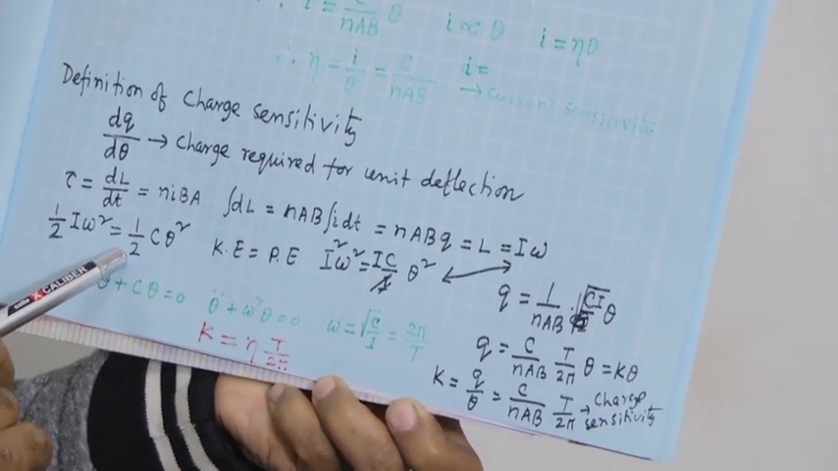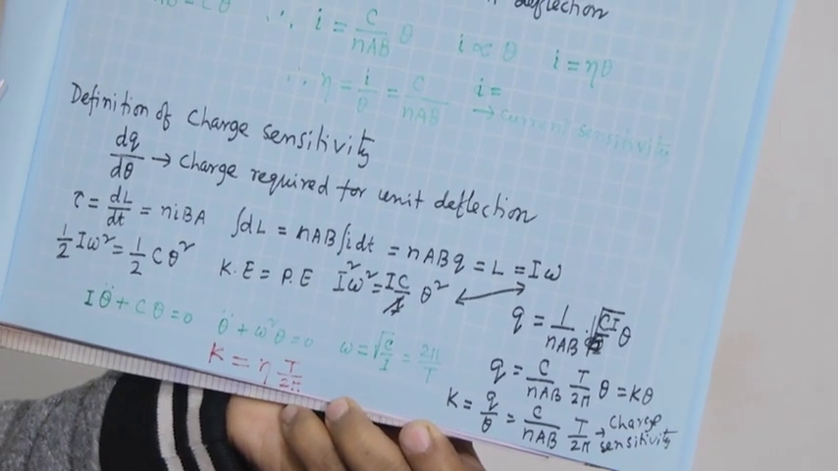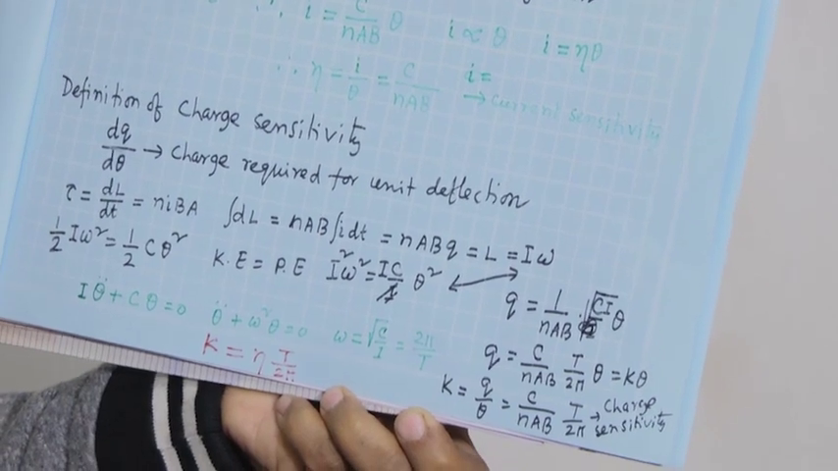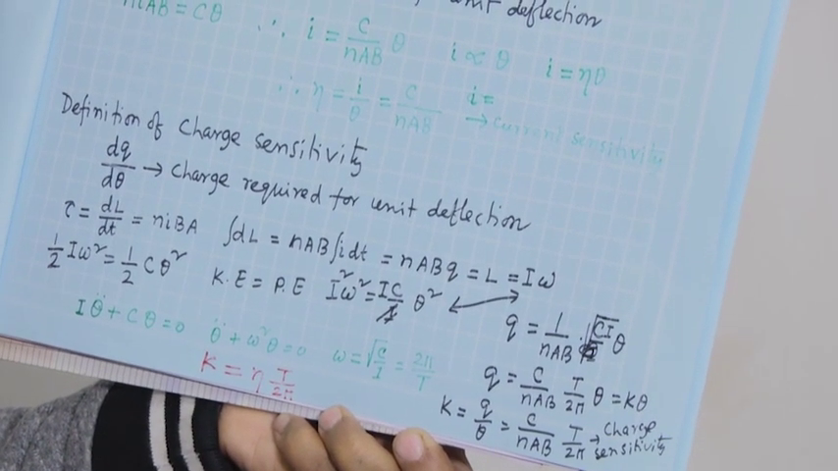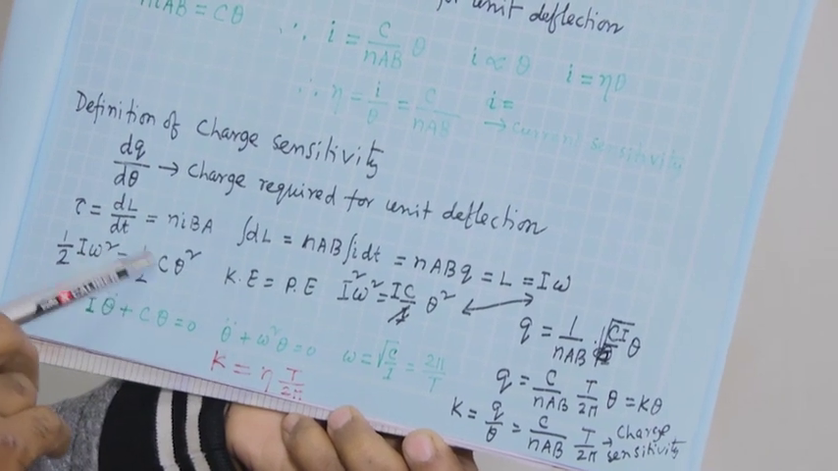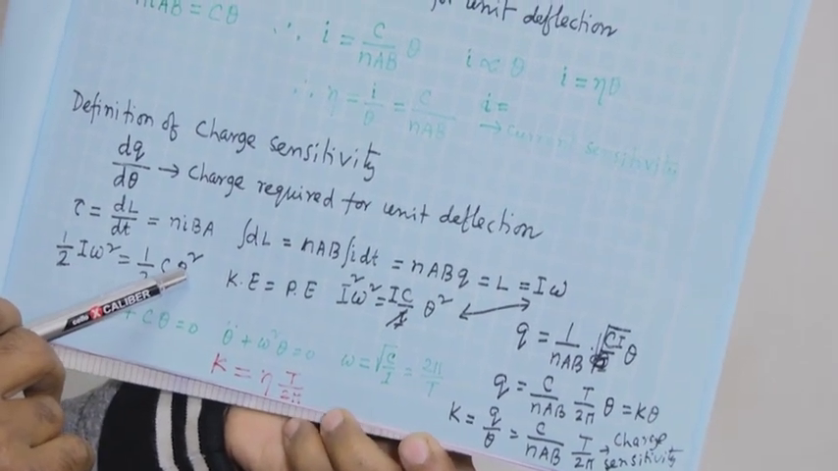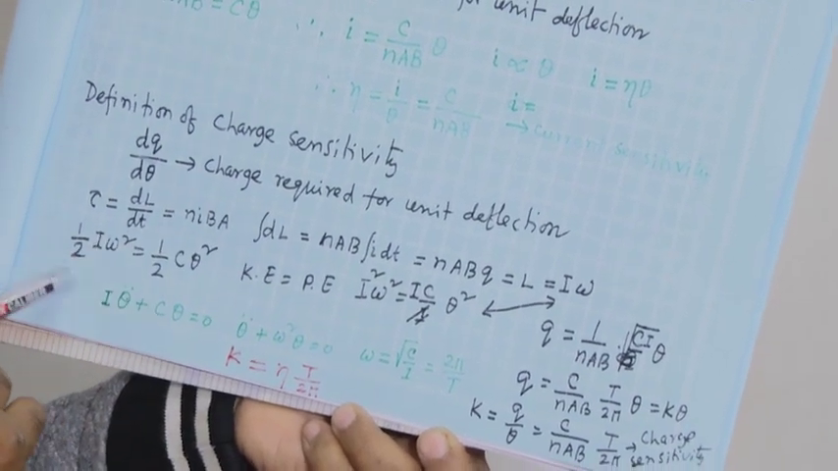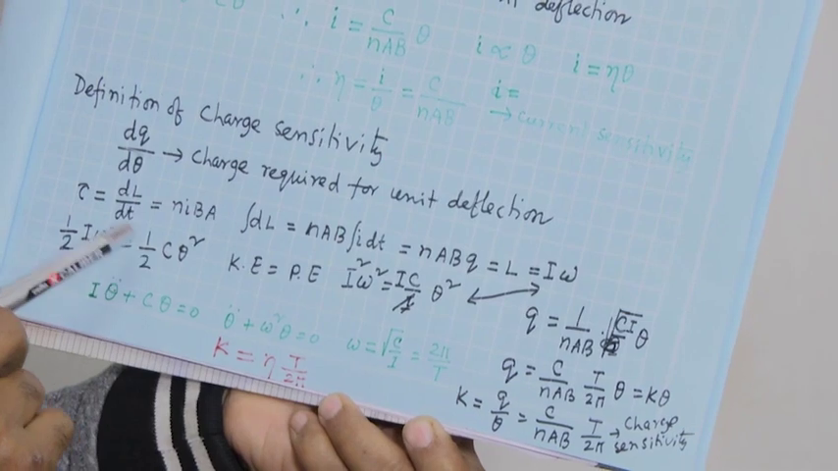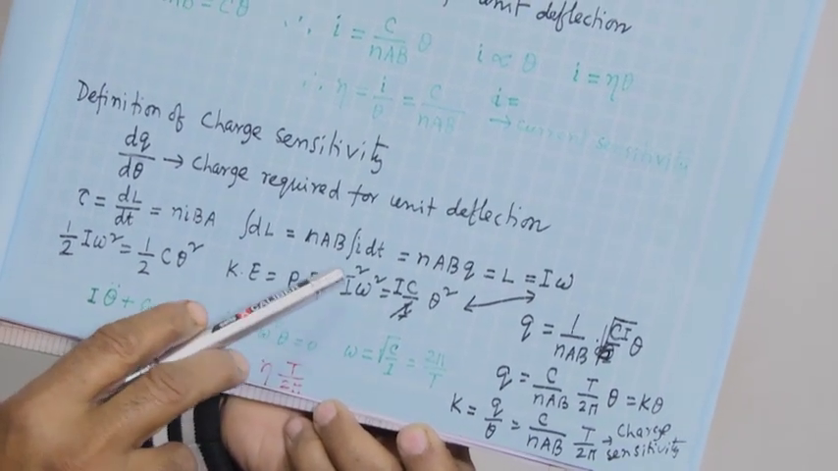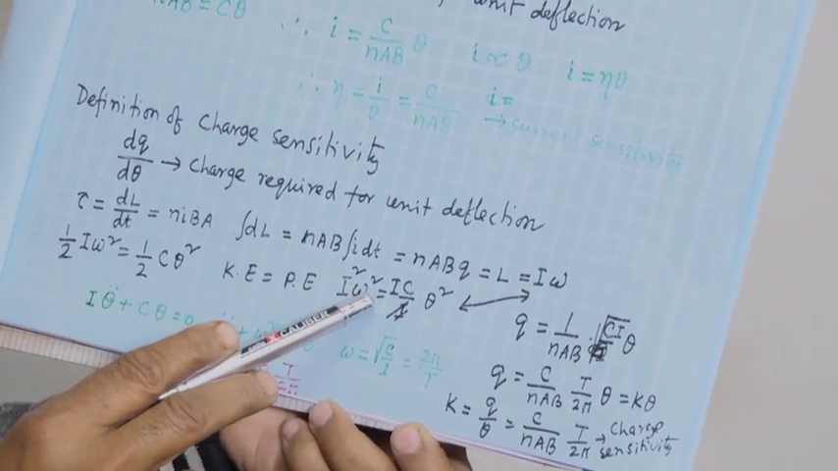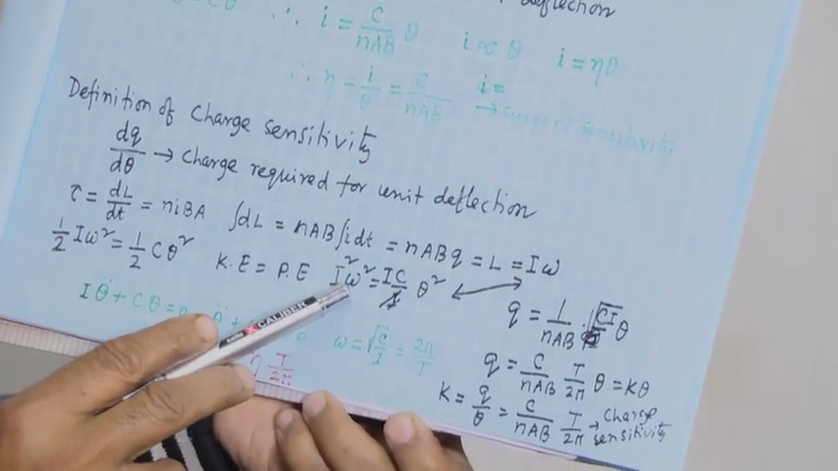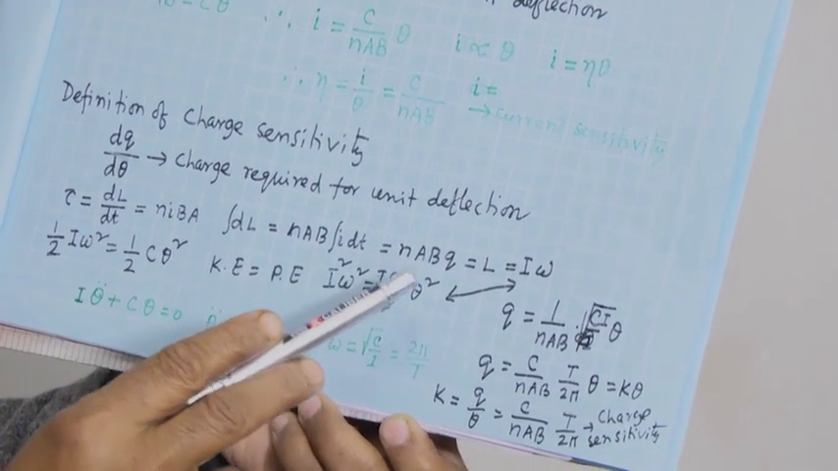You are familiar with this spring mass system, right? If the spring constant is k, its potential energy becomes half kx square. Similarly here, half c theta square. This will be the potential energy, and this will be the kinetic energy, and they are the same. From here you can get I square omega square equal to, multiplying I with I on both sides, I c theta square.